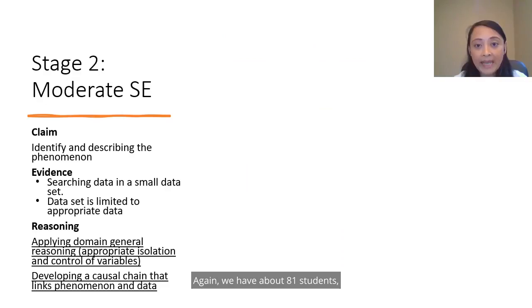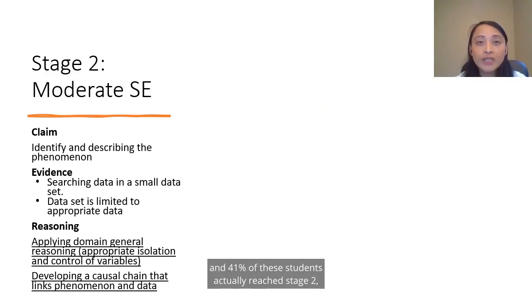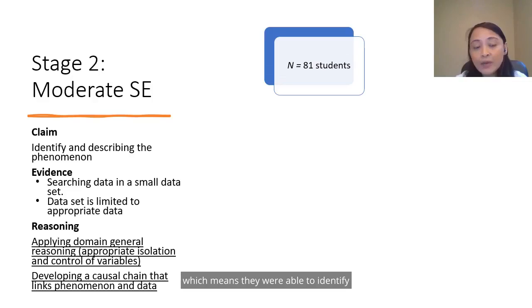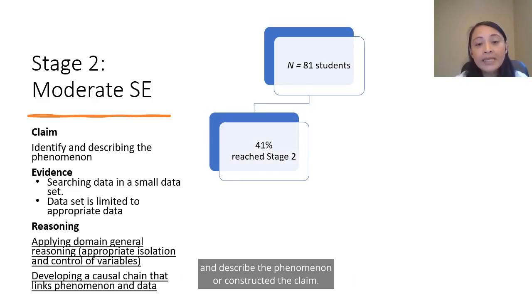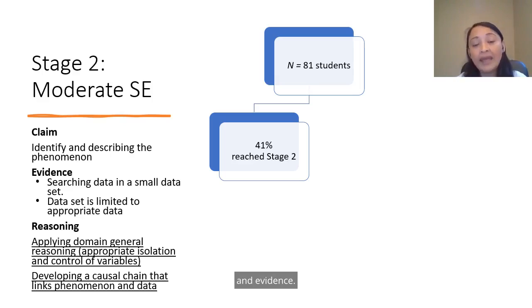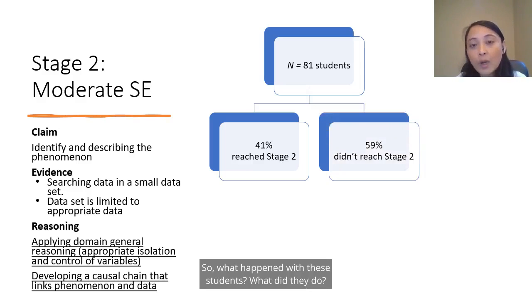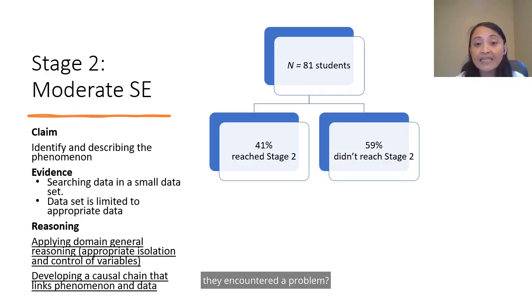Again, we have about 81 students, and 41% of these students actually reached stage 2, which means they were able to identify and describe the phenomenon or construct the claim. They were able to generate the evidence, and they were also able to provide a link that explained the relationship between their claim and evidence. But 59% of these students did not reach stage 2. So what happened with these students? What did they do? Which part of the scientific explanation components did they encounter a problem with?